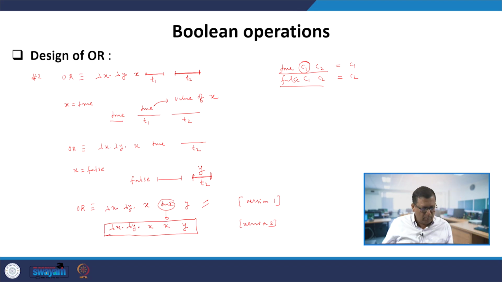This is the simple way of saying it. So what is it saying? Lambda x dot x x y. That means if x is true, we are going to get the answer as true, which is x. If x is false, you are going to get the value which is y. So that's it, the OR design we are done.